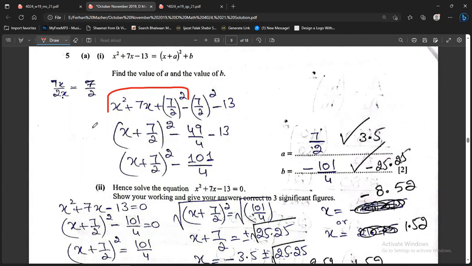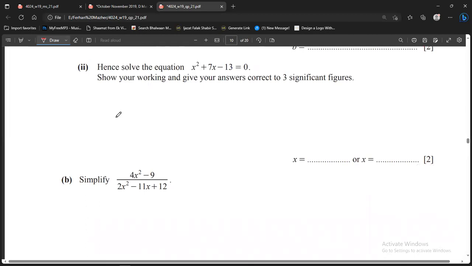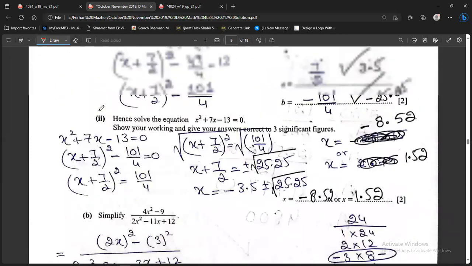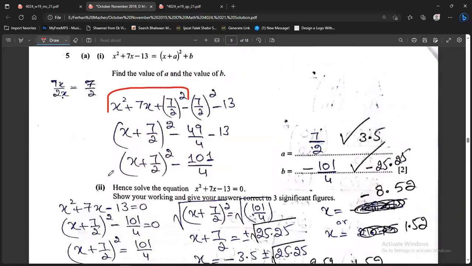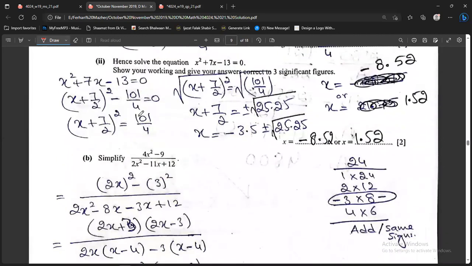This was the completing the square method. Then he asked us to hence solve x squared plus 7x minus 13 equals 0. Show your working and give your answer correct to 3 significant figures. Okay, here we go. So this is that expression. By completing the square method, it is x plus 7 by 2 whole square minus 101 by 4. This is exactly this one. So I'm using this result here. So it will be 101 by 4 equals 0. So I take this to the other side, and then I'll take the square root on both sides.